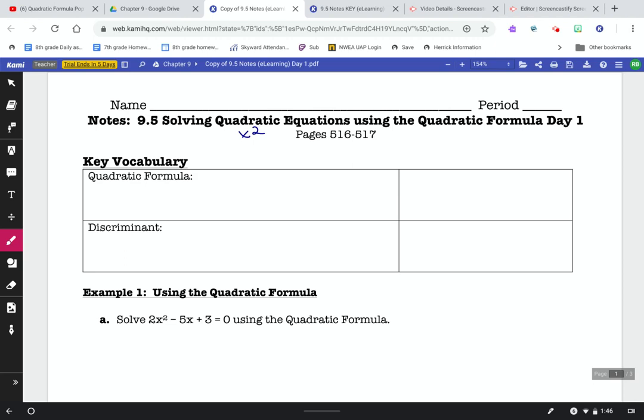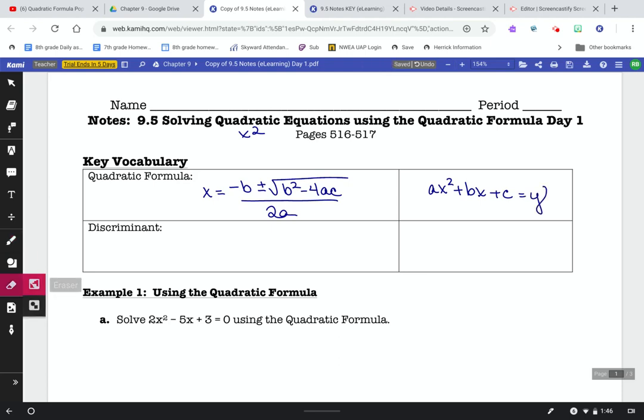So the quadratic formula would be this. We have x, which are your solutions, equals the opposite of b plus or minus the square root of b squared minus 4ac all over 2a. And if you're like, what are these a's, b's, and c's? Well, remember, in your standard form, ax squared plus bx plus c is equal to y. When you use the quadratic formula, we're not going to have it equal to y. We are going to set it equal, though, to 0.